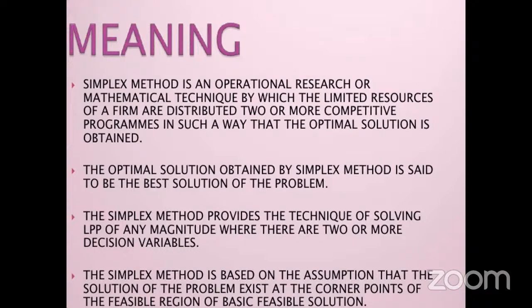The meaning is clearly mentioned here: the simplex method is an operational research or mathematical technique by which the limited resources of a firm are distributed to two or more competitive programs in such a way that the optimal solution is obtained. As I told you, optimal is nothing but the best solution. Maximization means wherever we are getting maximum profit. Minimization, where we are getting minimum cost. So the optimal solution obtained by the simplex method is said to be the best solution of the problem.